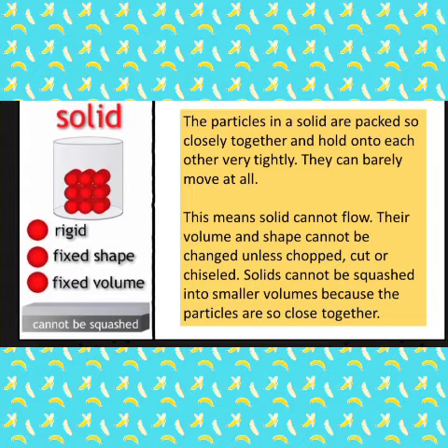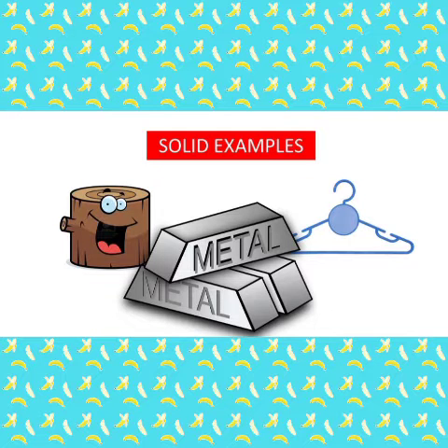Characteristic of a solid. The particles in a solid are packed so closely together and hold onto each other very tightly. They can barely move at all. This means solids cannot flow. Their volume and shape cannot be changed unless it is chopped, cut, or chiseled. Solids cannot be squashed into smaller volumes because the particles are so close together. For example, wood, metal, and some plastic materials.